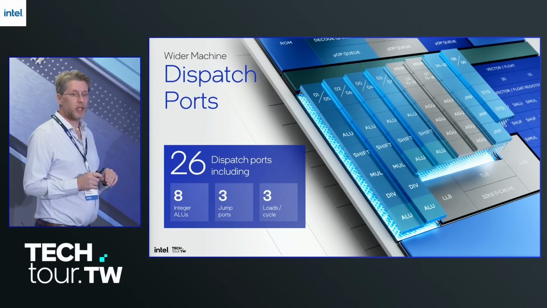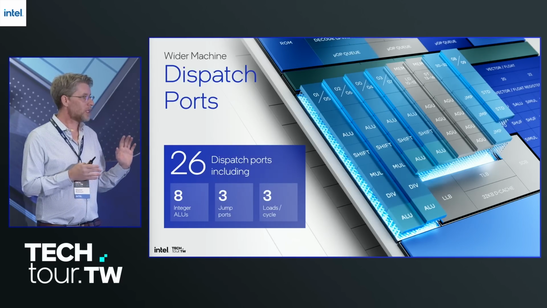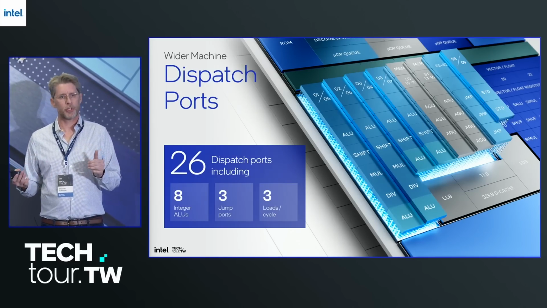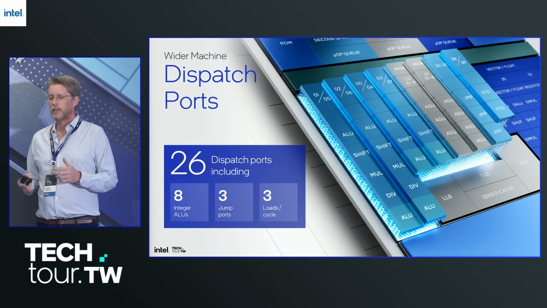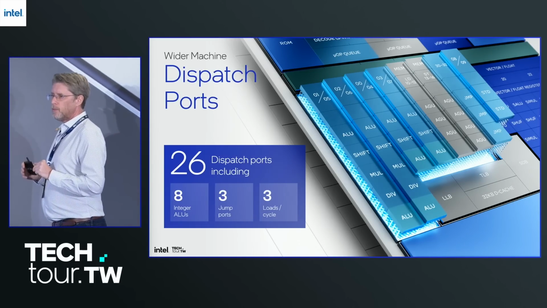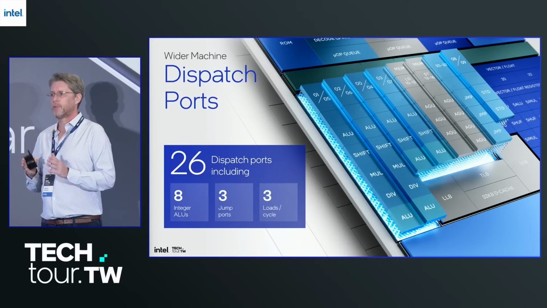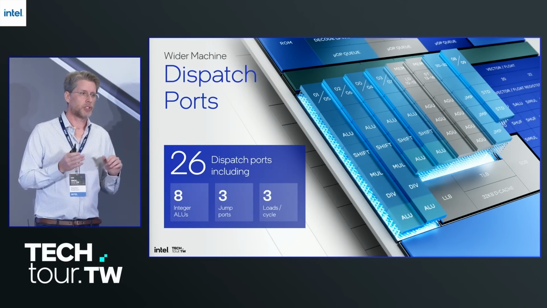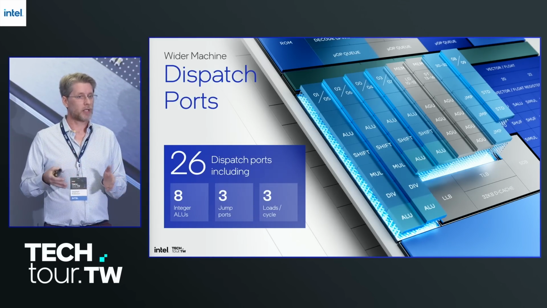So 8-wide allocation, 400 plus entry ROB. How many dispatch ports? We're up to 26. That's a pretty big number. Our approach to reservation stations, execution units, and instruction scheduling is a little different than some others. On the eCore, on Skymont, we firmly believe that dedicated functionality produces energy efficiency. So you can share schedulers or you can make them dedicated. You can share execution units or you can let them execute in parallel. For us, we continue to let them execute in parallel.